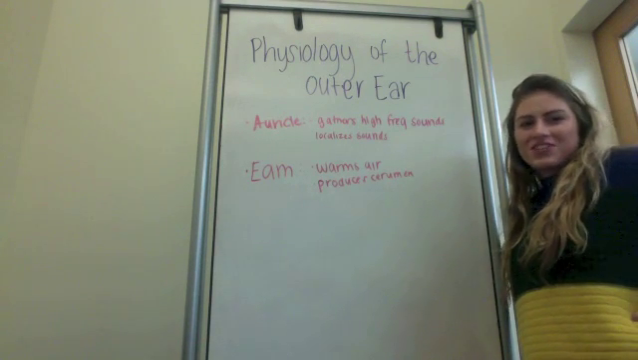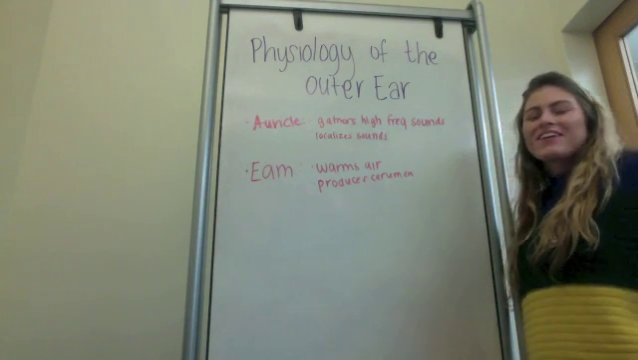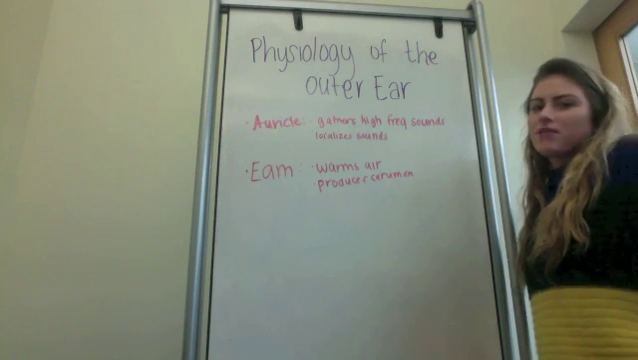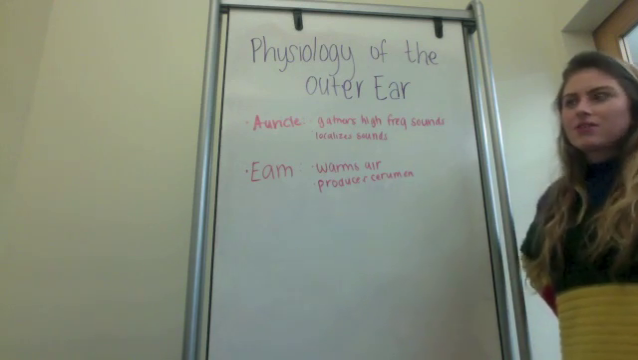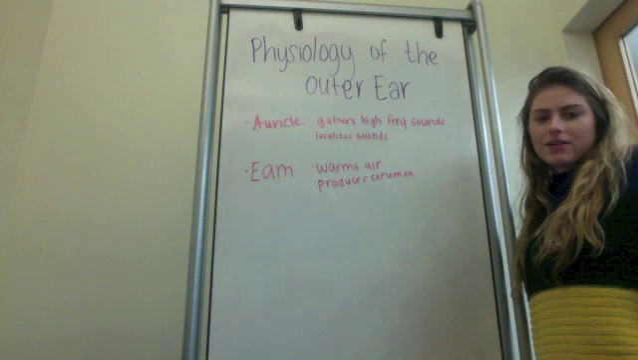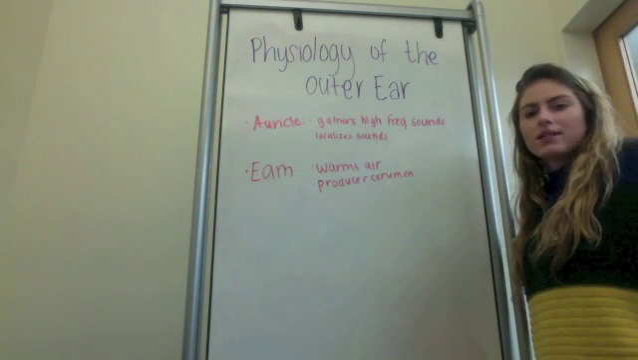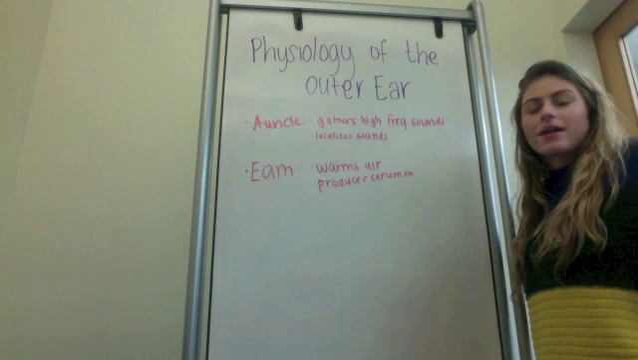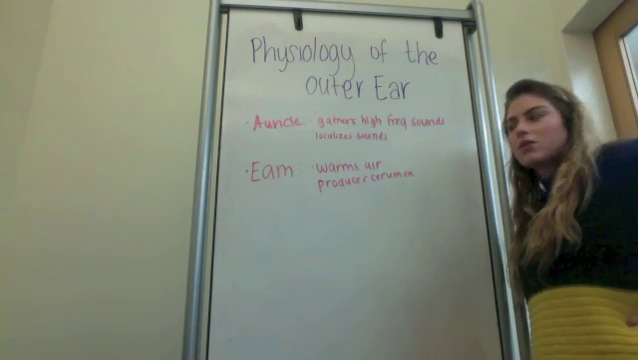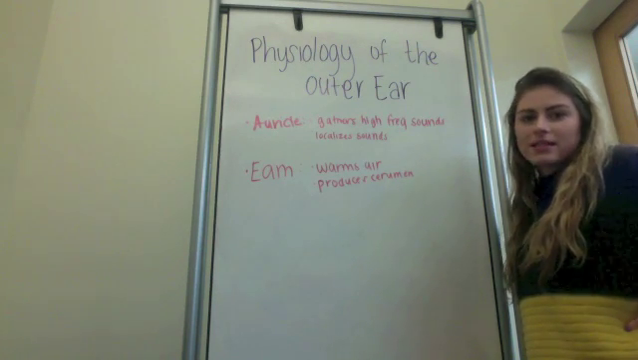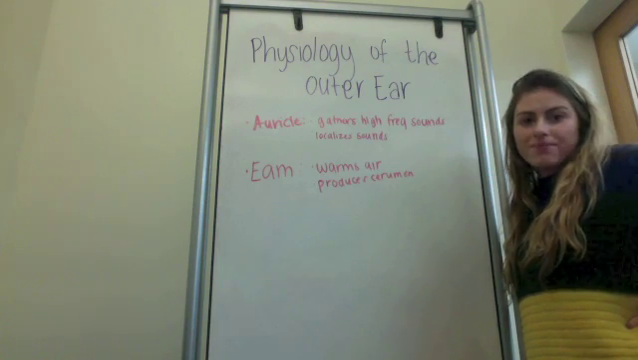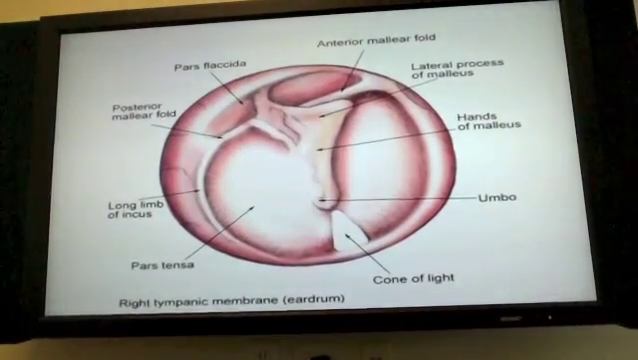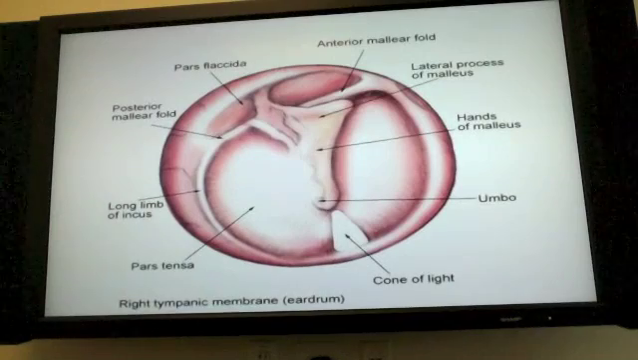This is the physiology of the outer ear. The auricle gathers high-frequency sounds from the environment, from 2,000 to 7,000 Hz. It also localizes sounds, which means being able to tell where a sound comes from in the environment. The EAM warms air prior to hitting the tympanic membrane, and also produces cerumen, which cleans and protects the ear from dirt and debris. Next, we will talk about the tympanic membrane, which is also known as the eardrum.